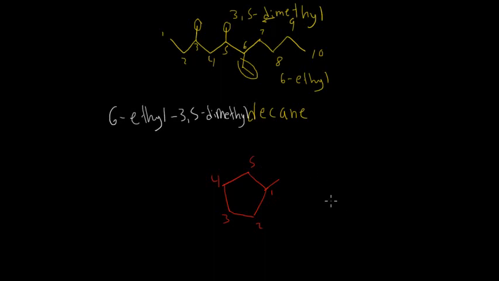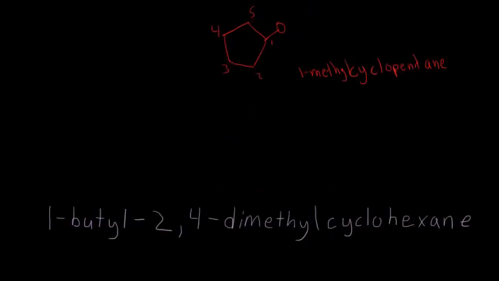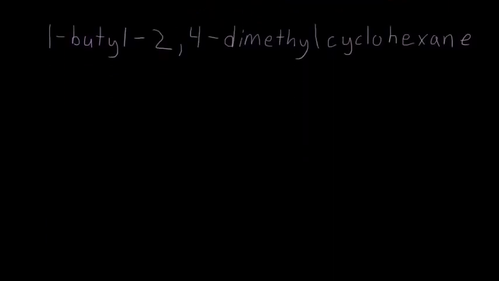So there's 5 carbons on this, and it's a ring, so this is going to be cyclo because it is a ring, pent because there's 5, and then ane, all single bonds. And then off of the first carbon, we have a methyl group coming off, so this would be named as 1-methylcyclopentane.